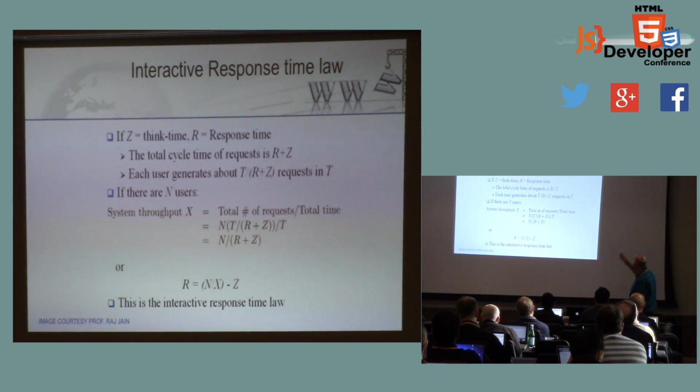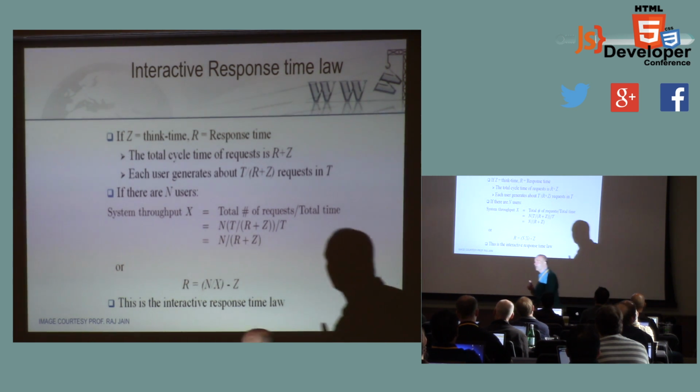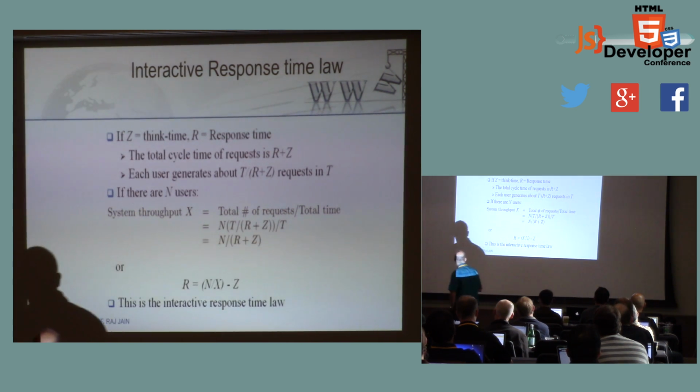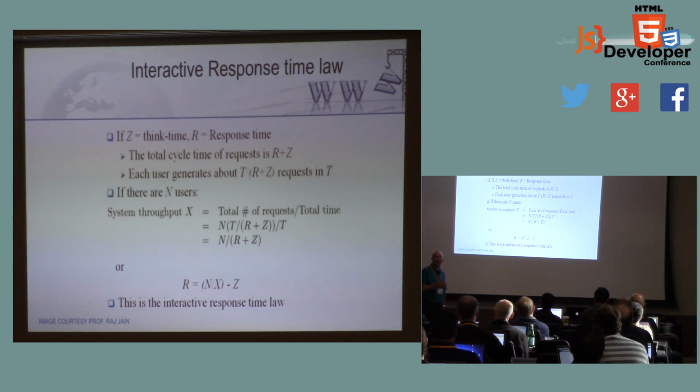So very simply, if Z is the think time and R is the response time, the total cycle time for the request is the sum of those two. Everybody with me so far, right? Each user generates about that many requests in some time t. It's all pretty straightforward. So if there's N end users, we're going to do a little exercise on this, because I know I'm going through it in a brief way, and it's hard to explain mathematics from a PowerPoint slide.